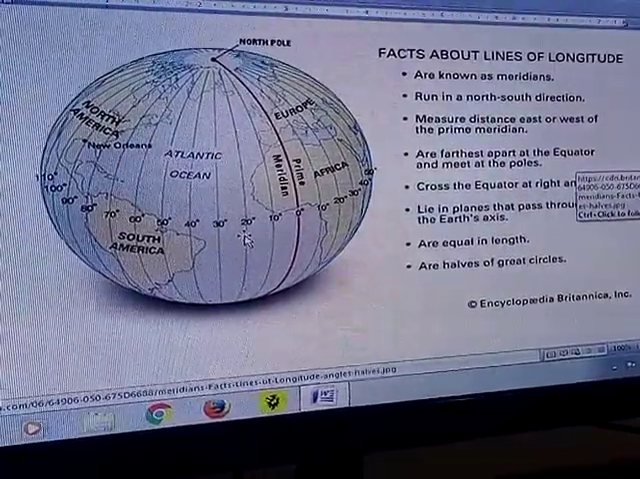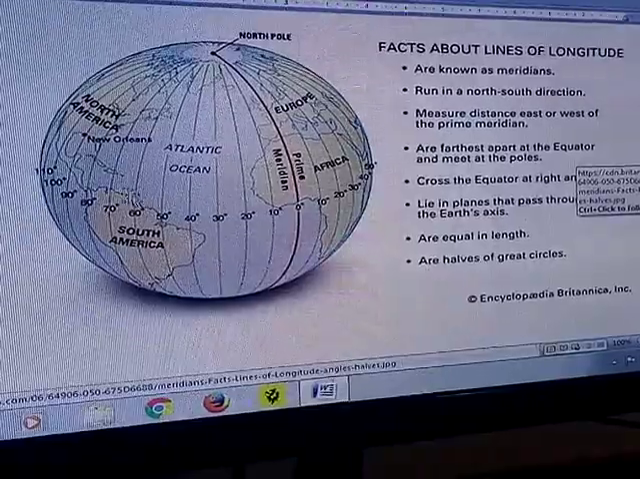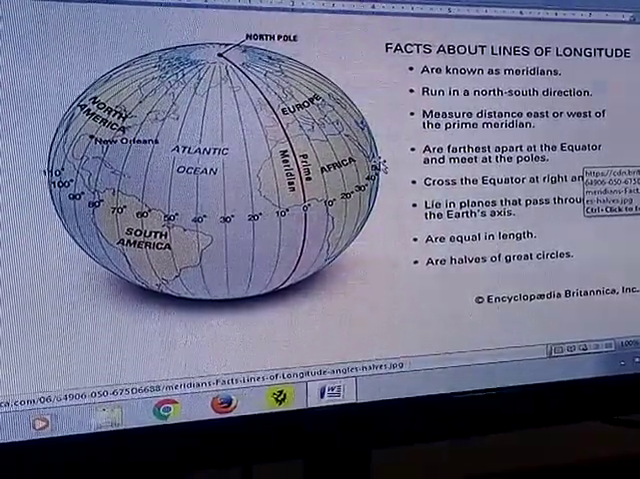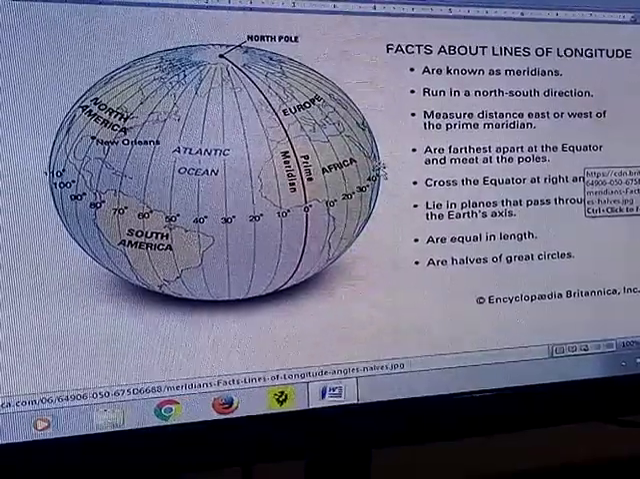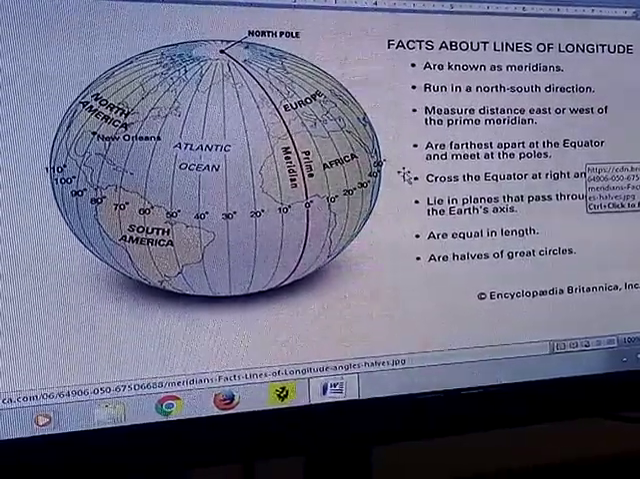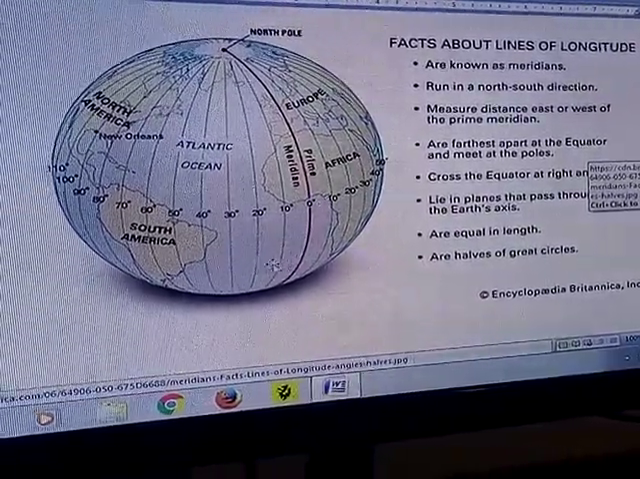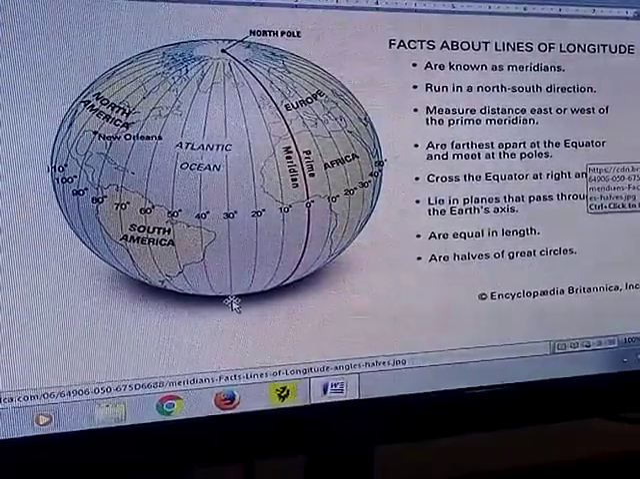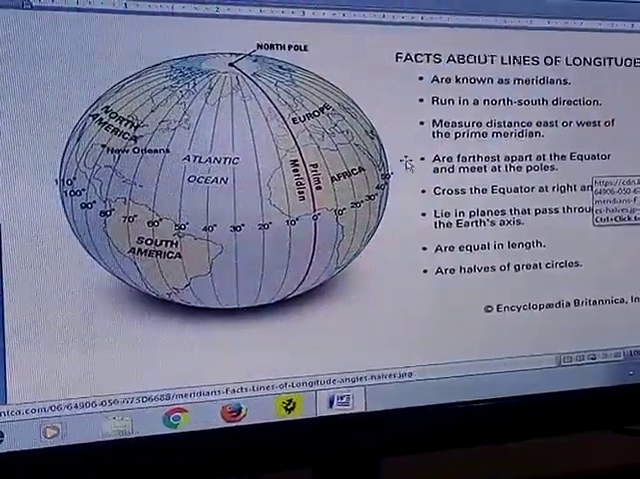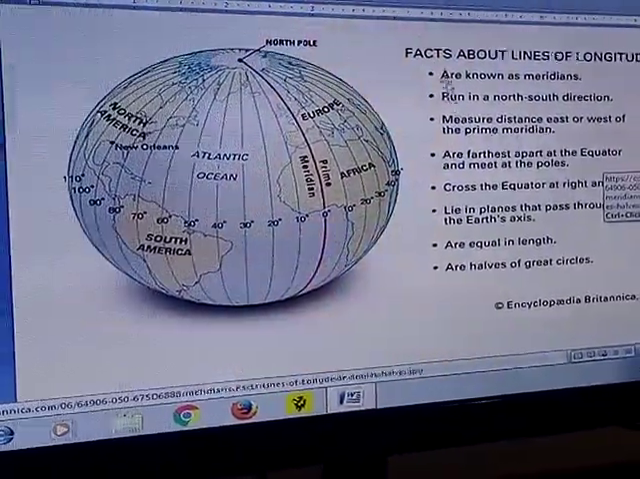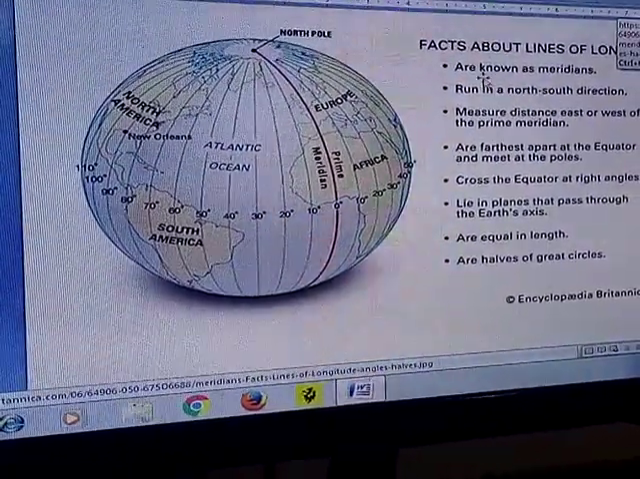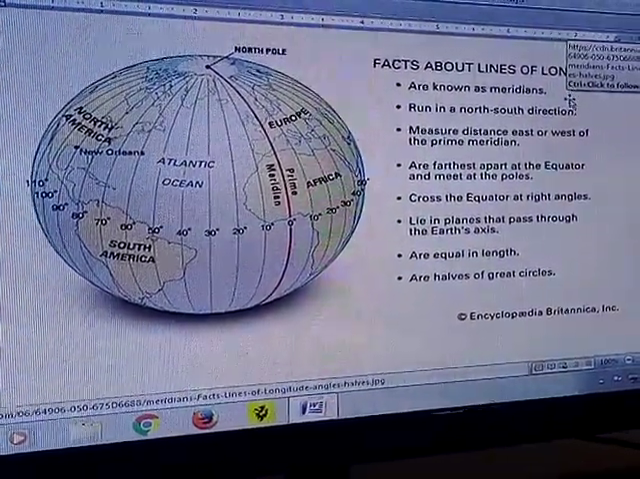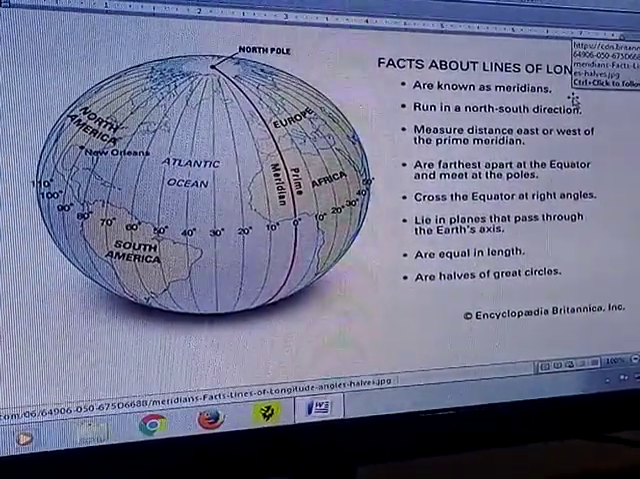The latitudes go from this side to this side. One latitude meets only its own other end, but no two latitudes will meet. Whereas all the longitudes meet at the poles, either at the North Pole or South Pole. Now, some important facts about the lines of longitude. They are also known as meridians because the sun is overhead at noon time.